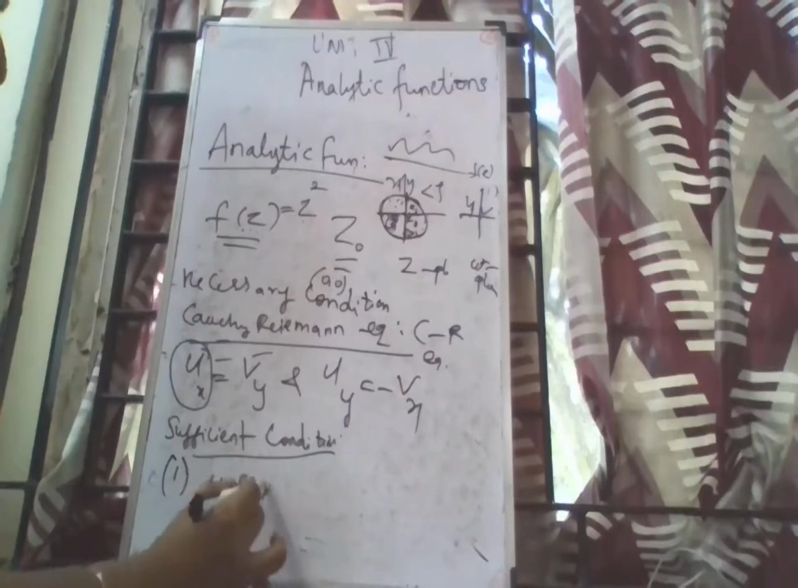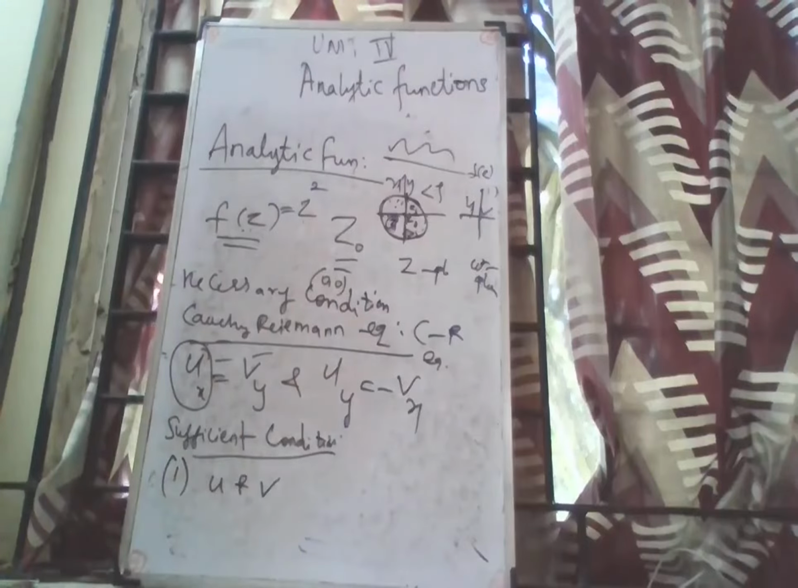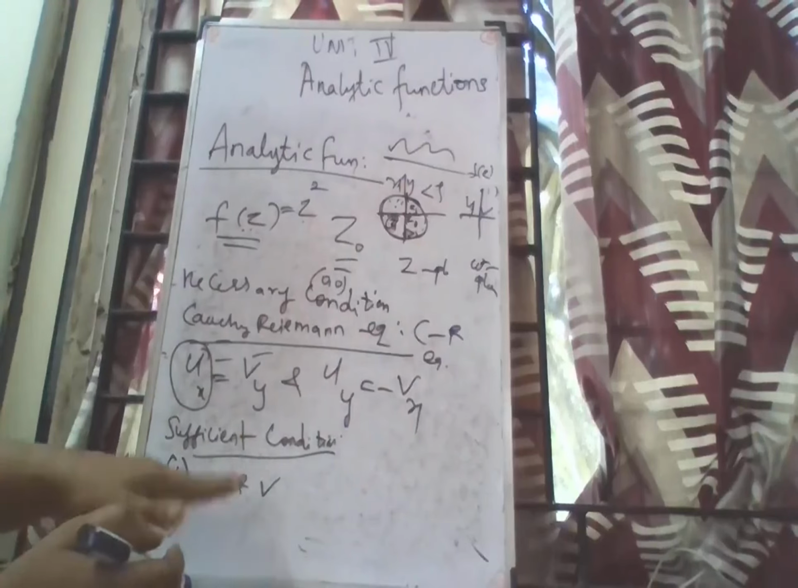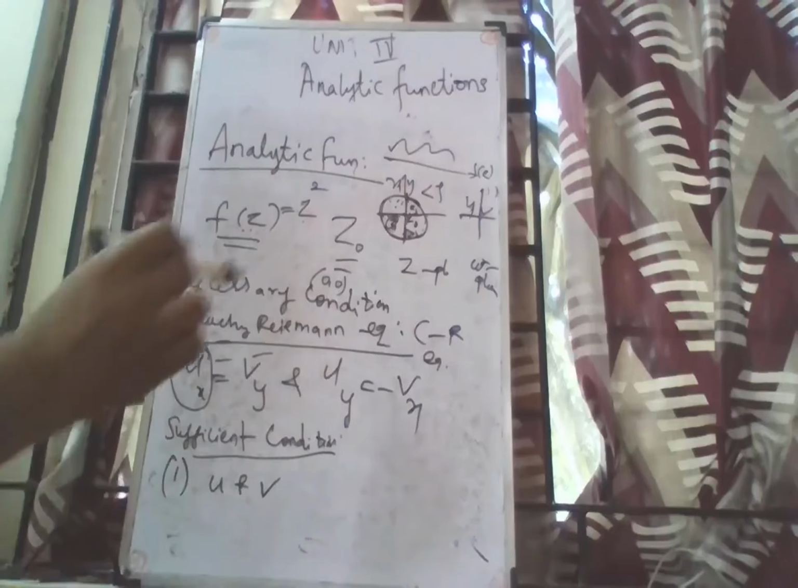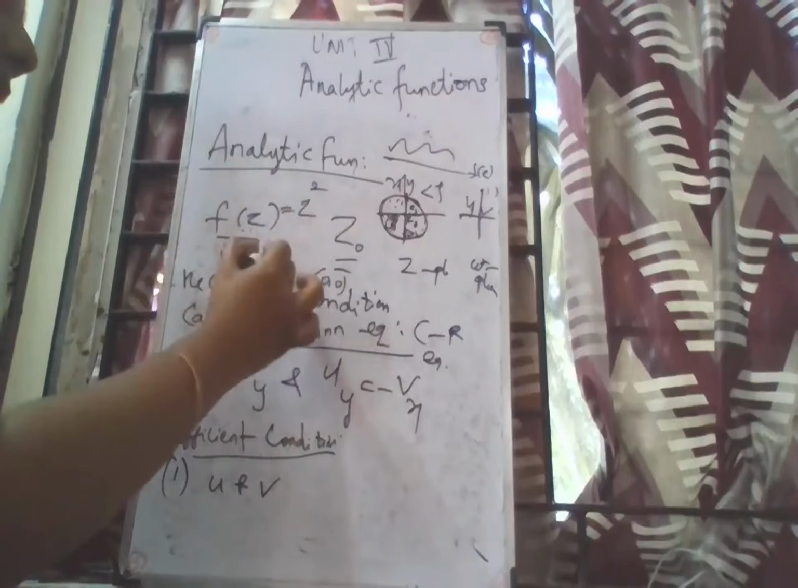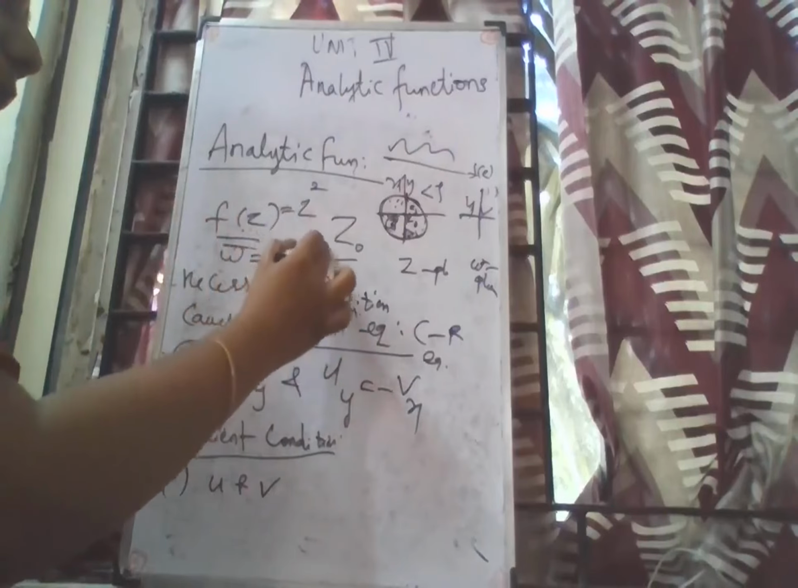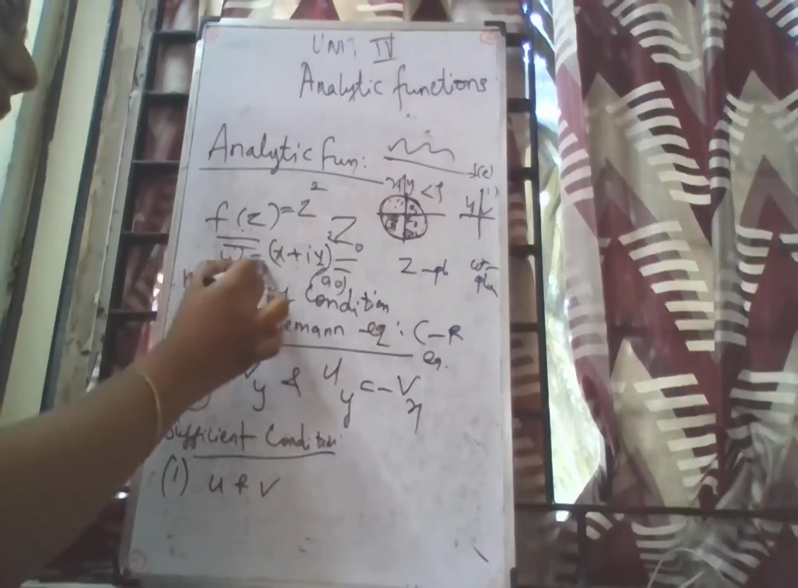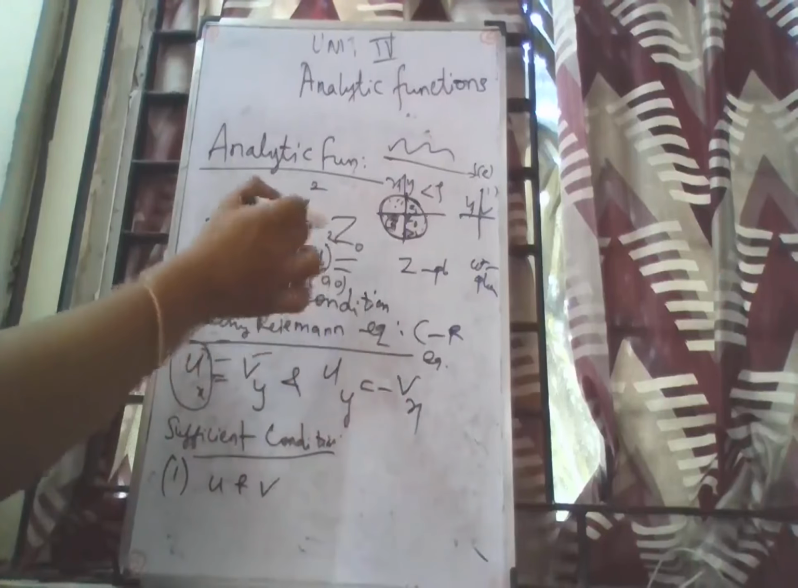U and v are differentiable in the domain. So u and v means what? As I said, we will get the corresponding u and v. Suppose f of z is nothing but w, where z is nothing but x plus iy, the whole square. So once again, w is nothing but u plus iv.